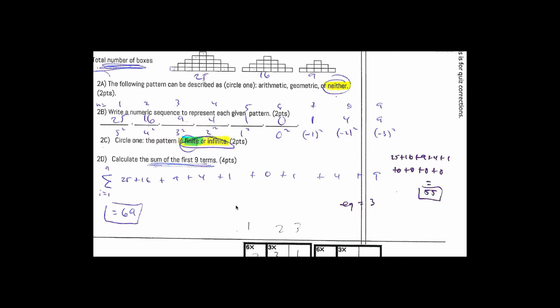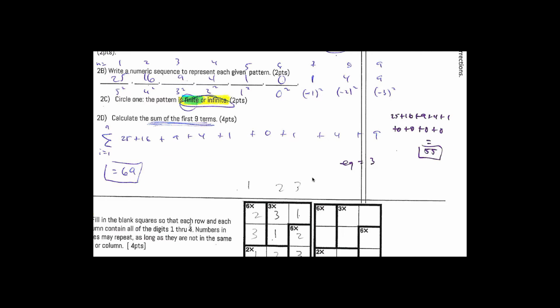Another full credit answer is if you showed me adding up all these values, but then you just stop because you can't have a negative row or column, so that would just be 0 and then 0 and 0. If you add those up, you got 55. Those would be full credit.